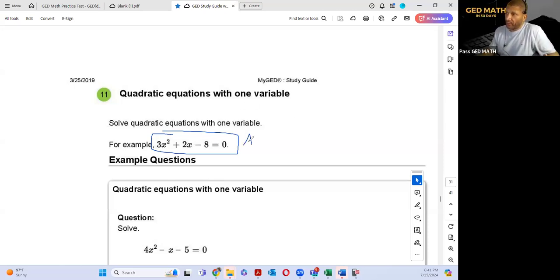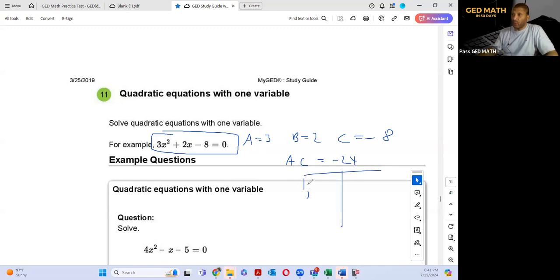ax squared, so a is 3, b is 2, c is minus 8. Since my coefficient is not 1, multiply a times c, which is negative 24. I'm going to find the factors of negative 24: 1 and negative 24, 2 and negative 12, 3 and negative 8, 4 and negative 6. Reverse the signs on the other side: negative 1 and 24, negative 2 and 12, negative 3 and 8, negative 4 and 6.